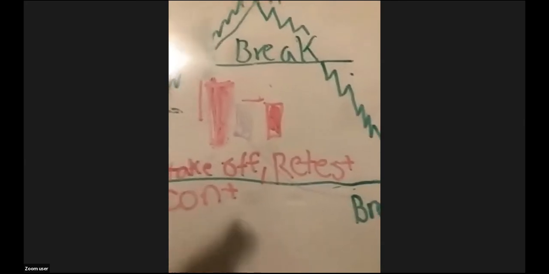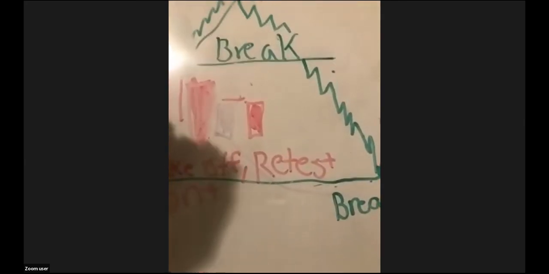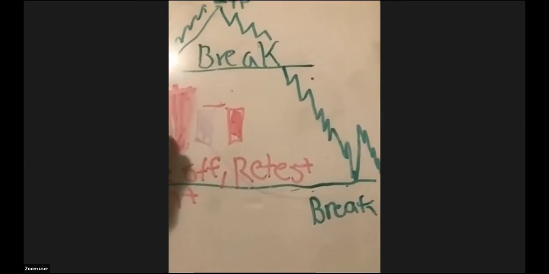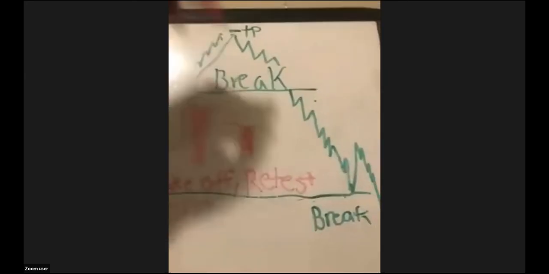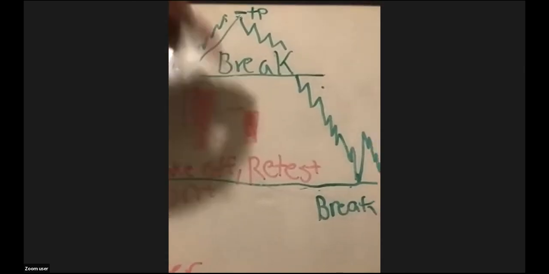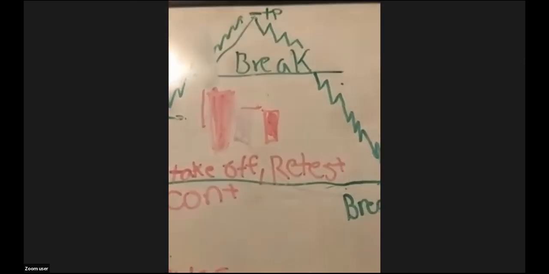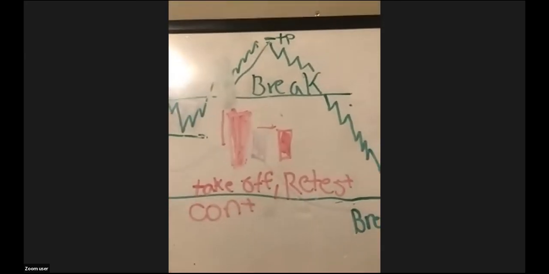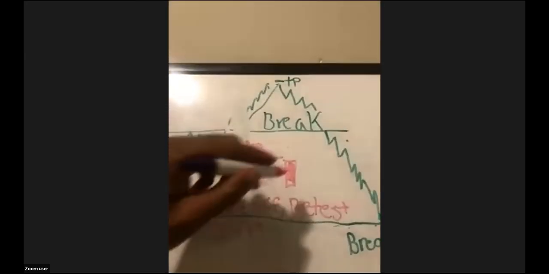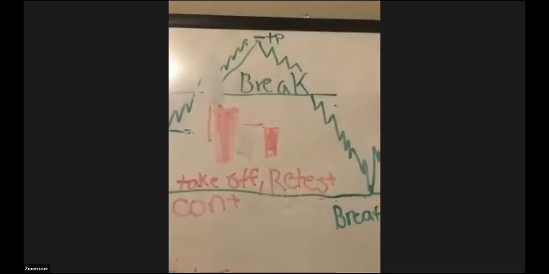And this right here is what ETH did. This is what ETH is doing right now. It rejected those order blocks and it kept shooting back up. Takeoff, retest, continuation. That makes sense so far? Excuse my handwriting, my drawing, y'all.